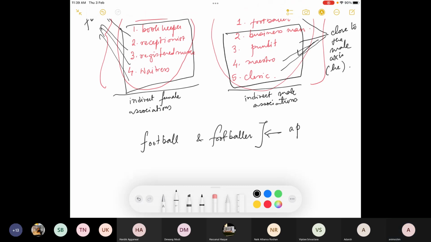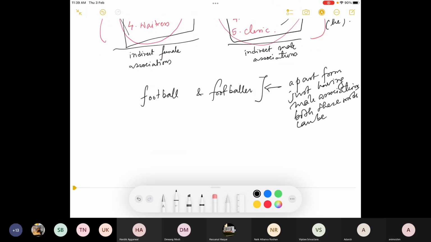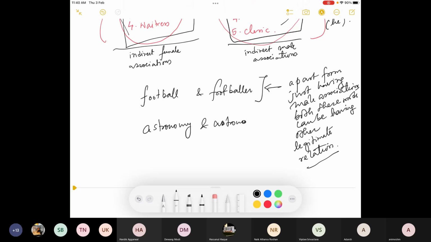So apart from just having male associations, both these words can be having other legitimate relations. Similar are cases like astronomy and astronomer, and you can think of many other such cases.